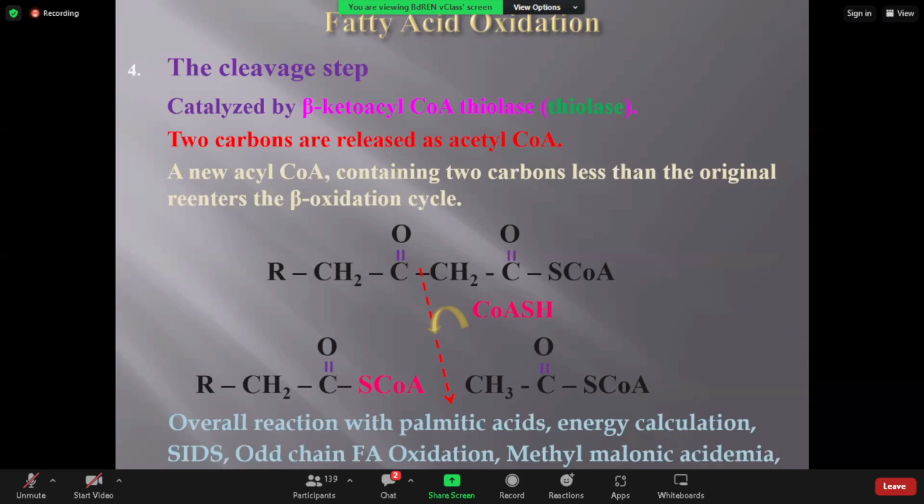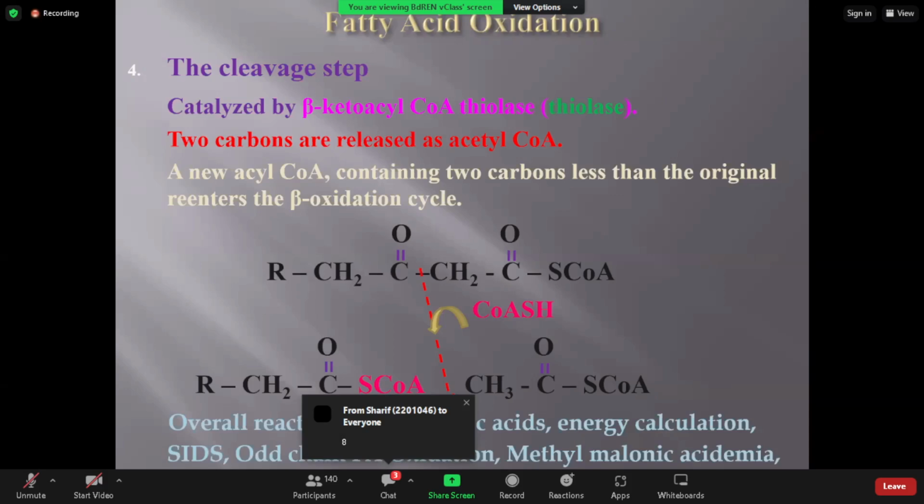I am saying again, if this original chain contains 16 carbons, and it is fully oxidized into acetyl coenzyme A, how many acetyl coenzyme A are produced from this 16 carbon fatty acyl coenzyme A? How many? 8. 7. Yes, it is 8, because 16 divided by carbon number 2 is 8. So how many cycles will be required?